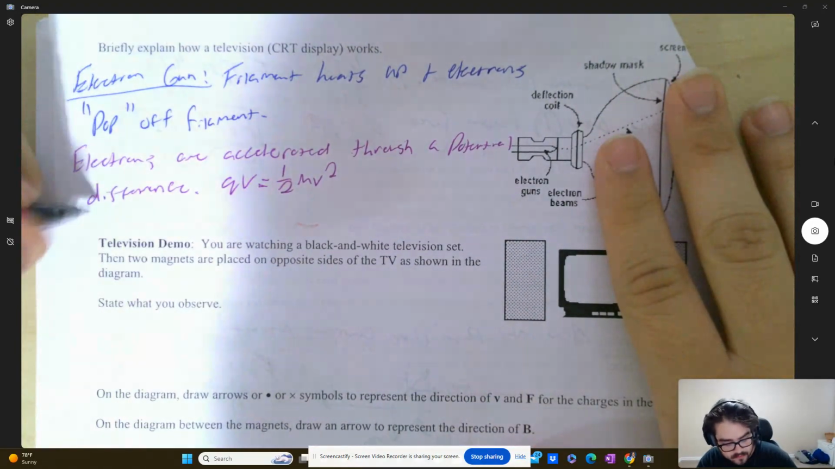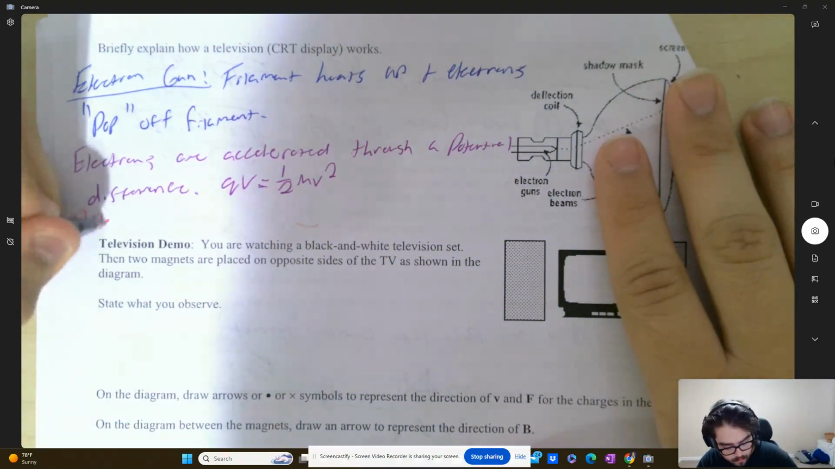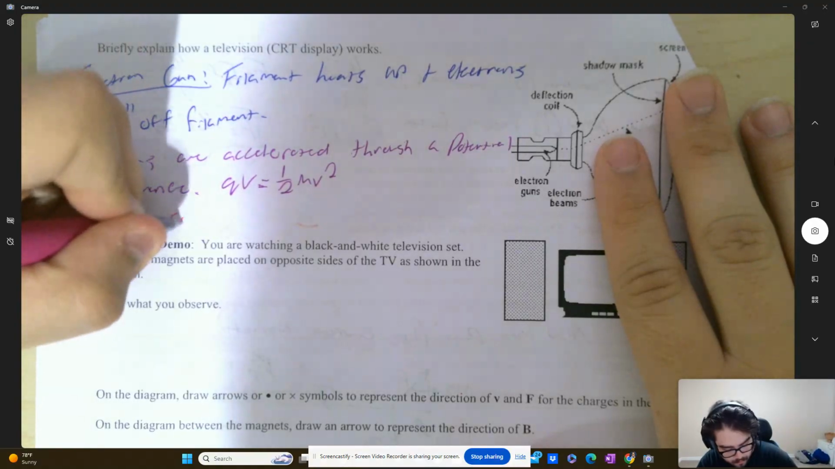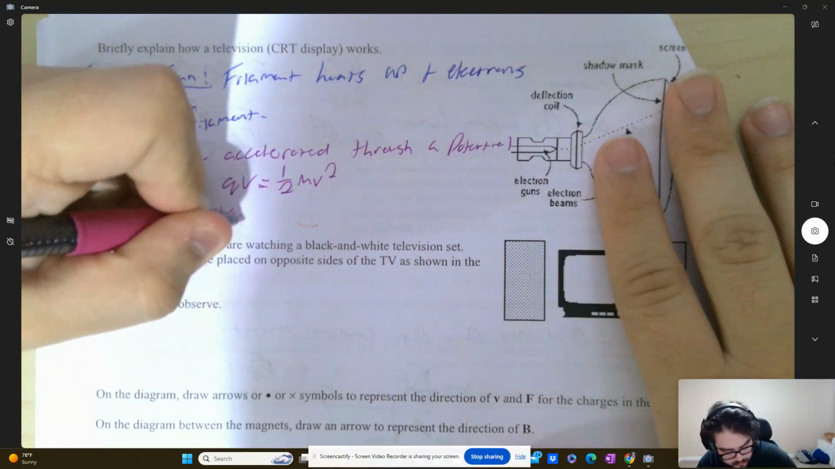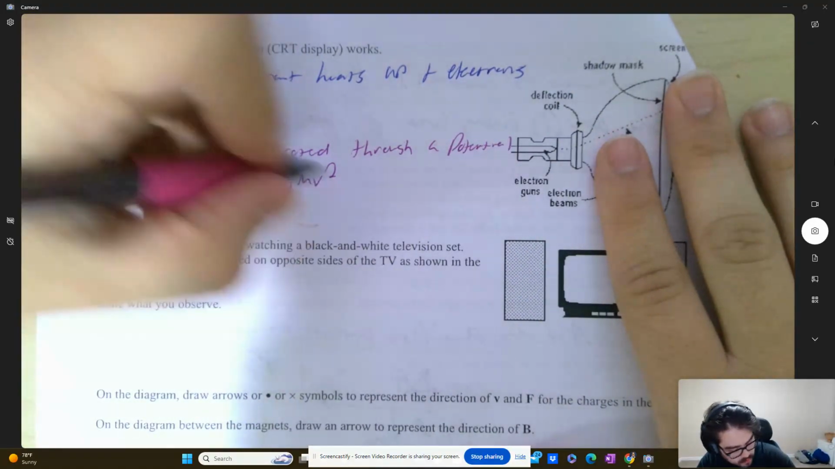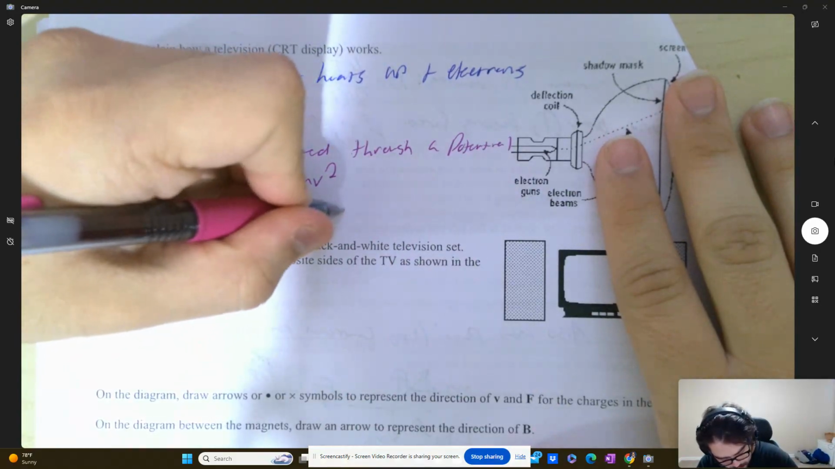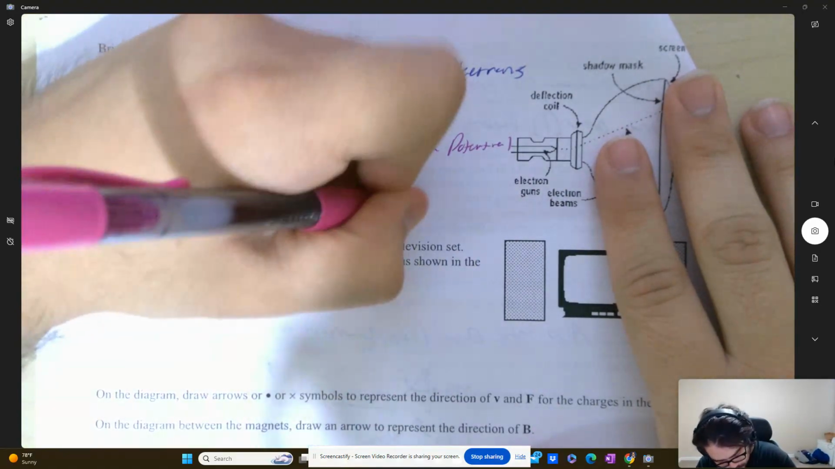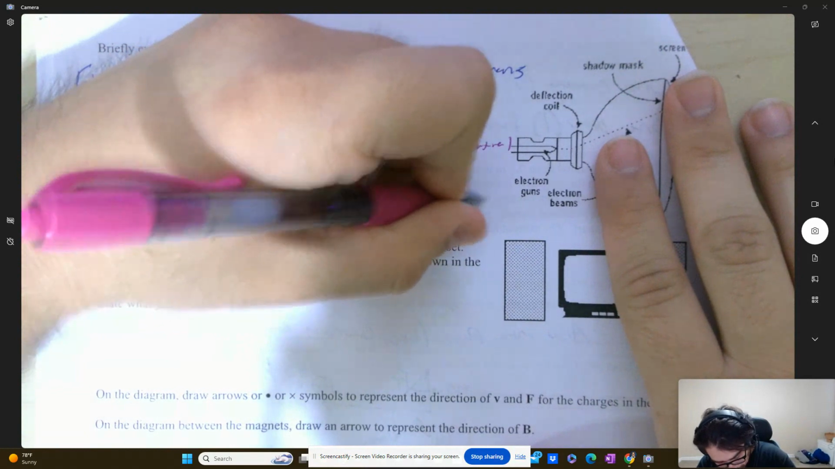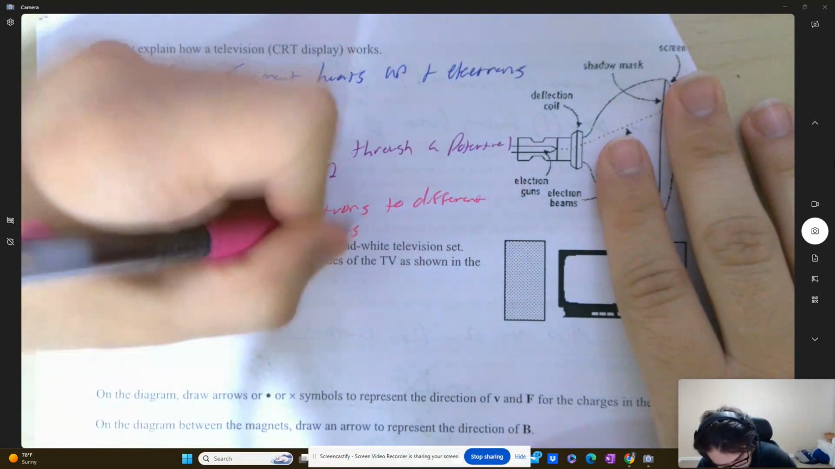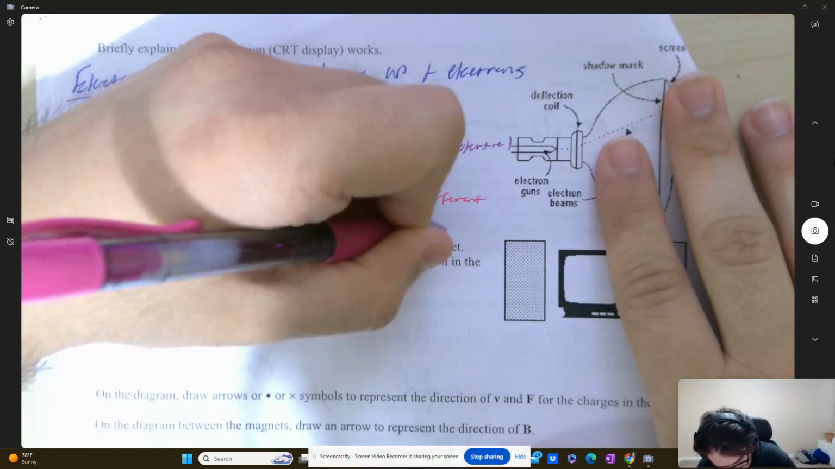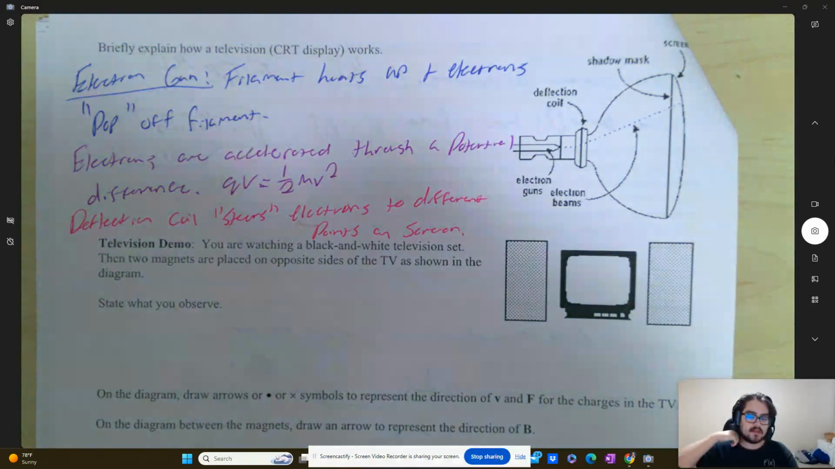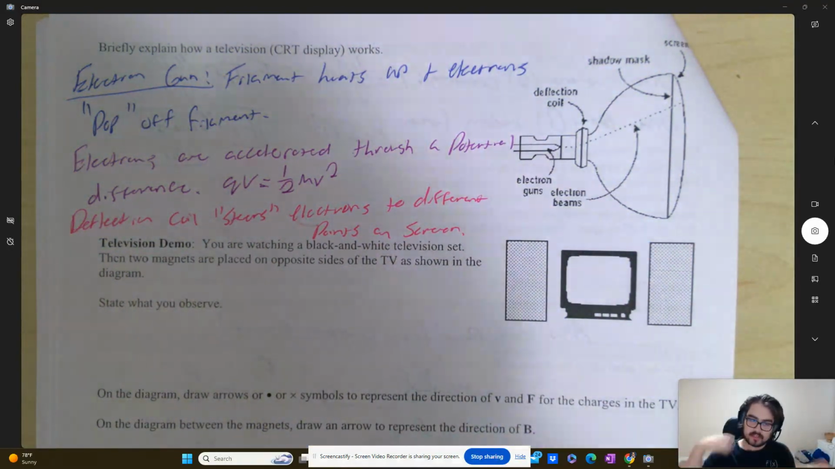Okay. So the deflection coil steers electrons to different points on screen. Okay, now that's how CRT TVs work.